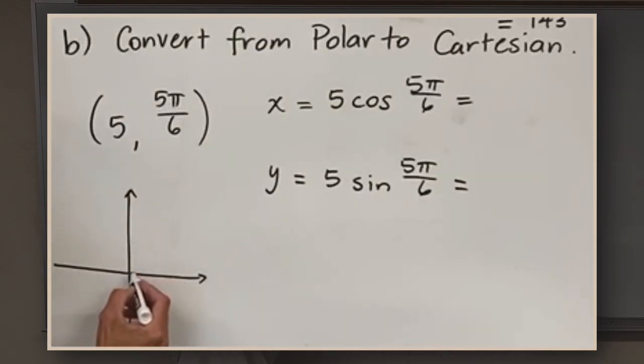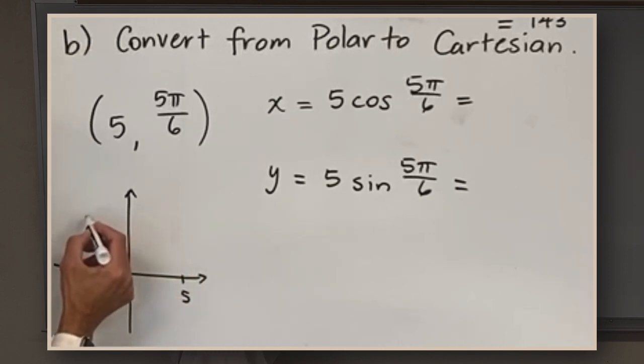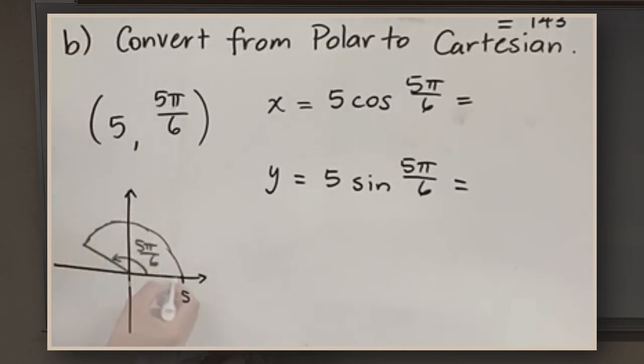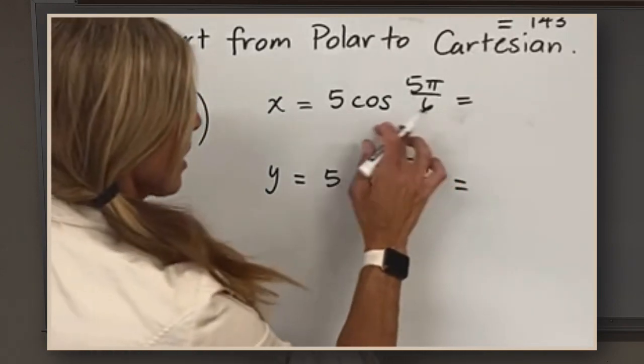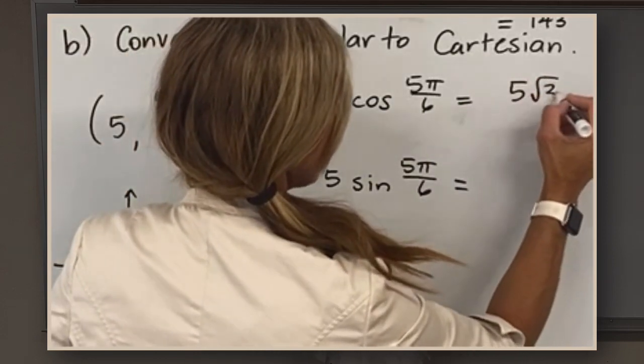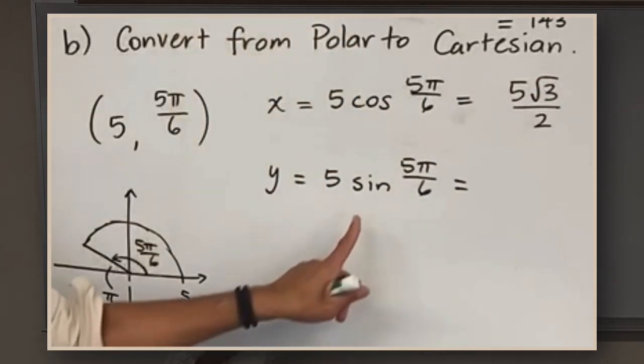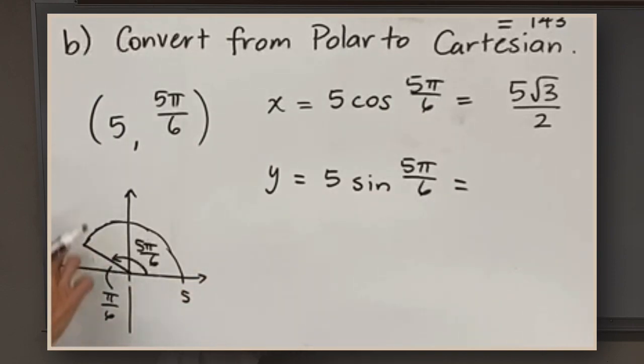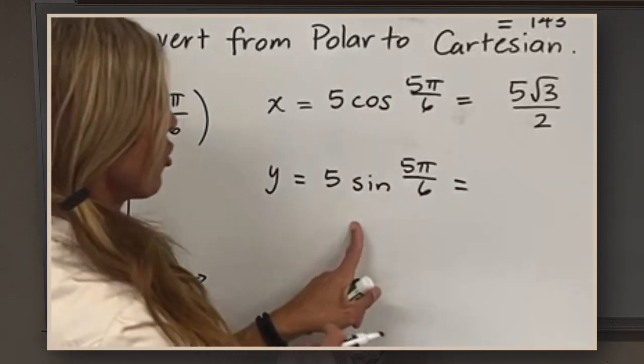5 radii out and all the way around to 5 pi over 6 puts us again in the second quadrant. 5 pi over 6 has a reference angle of pi over 6. So in the second quadrant, my x value should be negative and my y value should be positive. If you recall, the cosine of pi over 6 is radical 3 over 2. So we happen to have 5 times radical 3 over 2. Sine of our reference angle, pi over 6, happens to be 1/2.